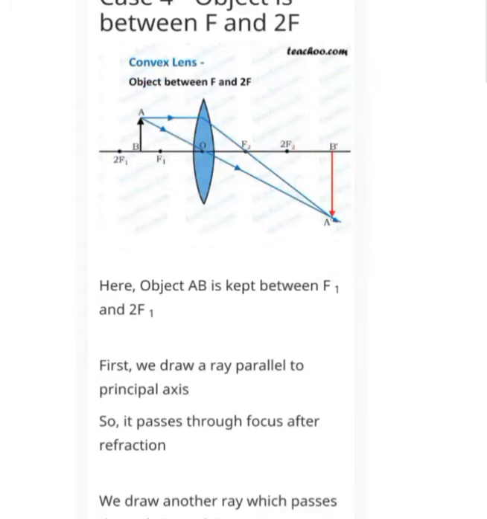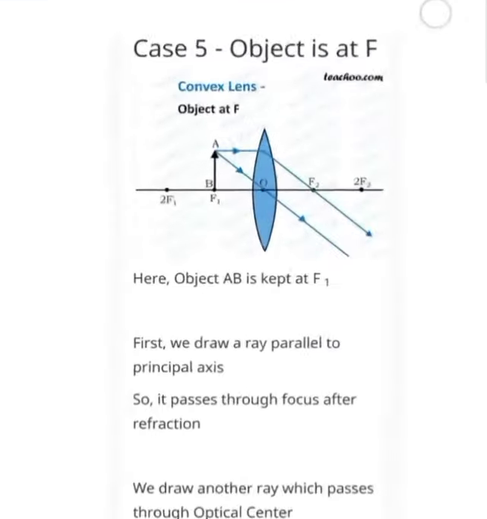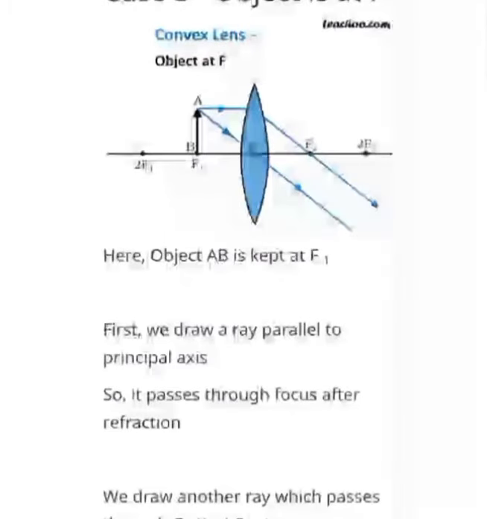So we can say that first we draw a ray parallel to the principal axis, which passes through the focus after refraction, and then we draw another ray which passes through the optical center. The last case is when the object is at the focus. If the object is at focus, what will happen?